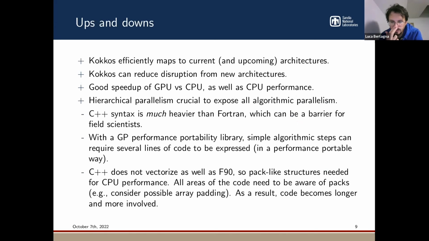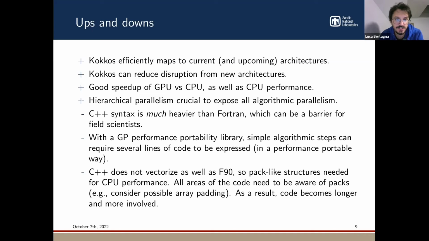Okay, so I'm going to just stop here and discuss some ups and downs of what we did. We're relatively happy with Kokkos, which can efficiently map to current and upcoming architectures. We already have some preliminary results. Well, not so preliminary, we're getting kind of stable results using AMD GPUs, and we get reasonable performance on those as well. In a way, Kokkos can be seen as a way to shield us from disruption from new architectures. We delegate to Kokkos dealing with all the shenanigans of new kinds of chips.